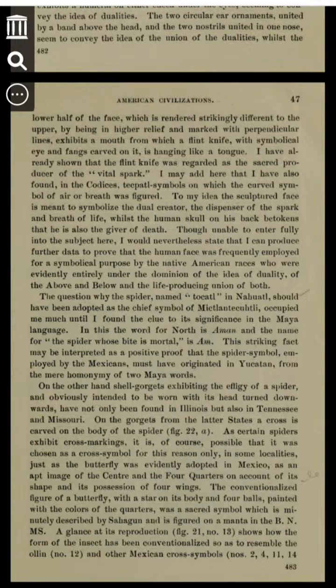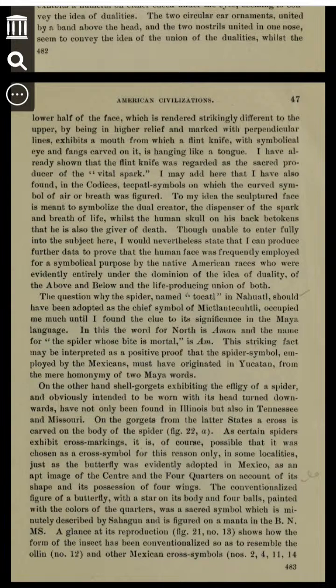I may add here that I also found in the codices a tekpatal or tekpat symbol in which the curved symbol of the air or breath was figured. You remember that's the above symbolism, right? To my idea, the sculptured face is meant to symbolize the dual creator, the dispenser of the spark and breath of life, whilst the human skull on his back betokens that he is also the giver of death.